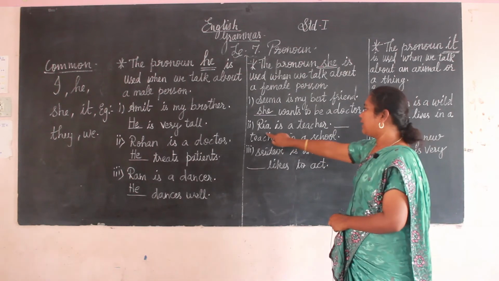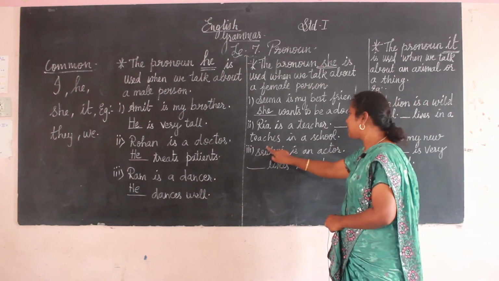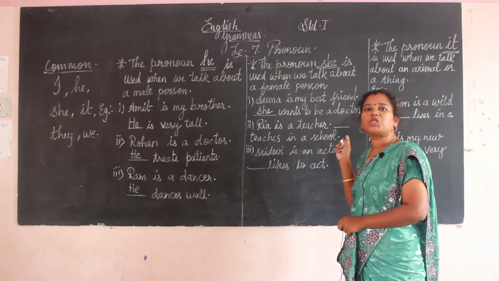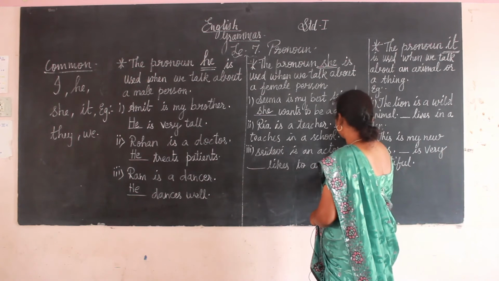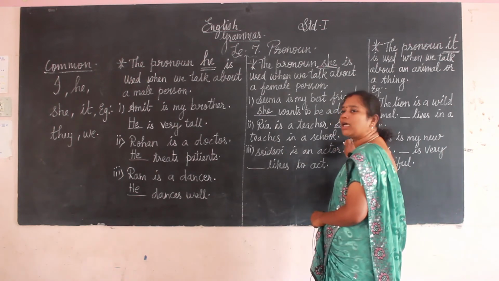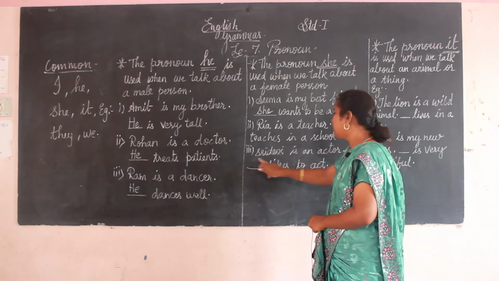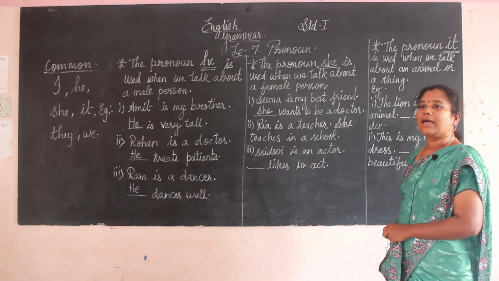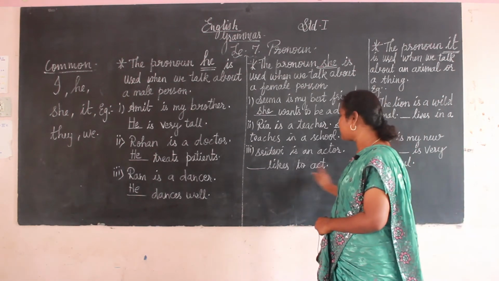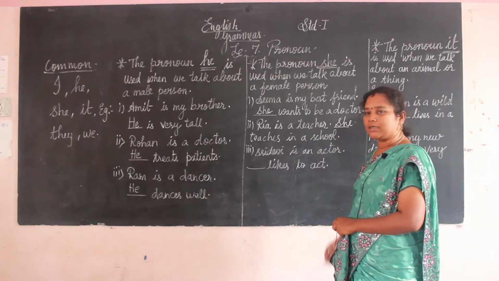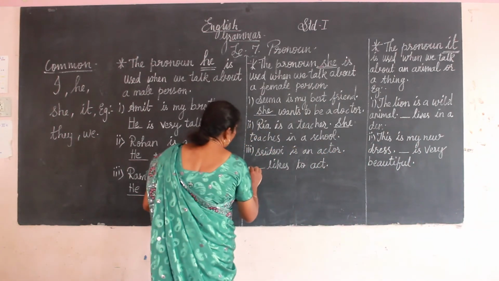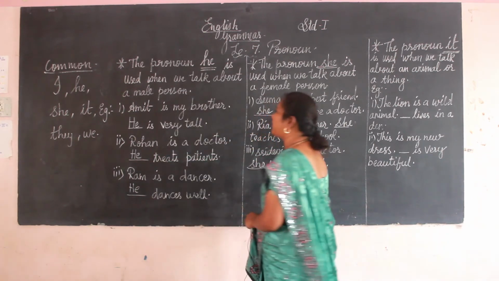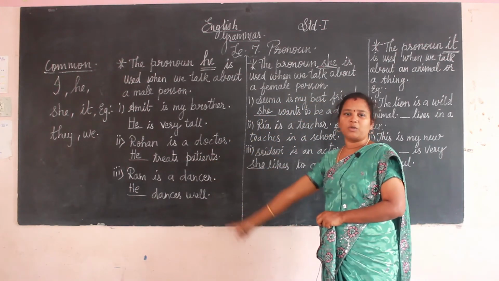So see the second one. Ria is a teacher. Dash teaches in a school. Ria is a girl, so we will write she. She teaches in a school. Now see the third one. Sridevi is an actor. Do you know the word actress? Actress Sridevi. So she is an actress. She likes to act. Sridevi is a lady, so you are going to write here she. For a female person we use she, and for a male person we use he.